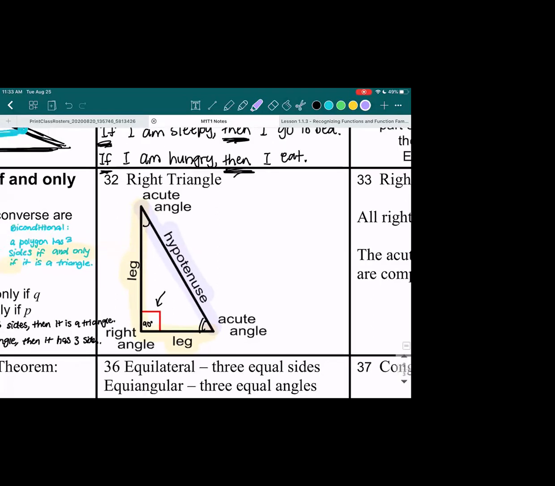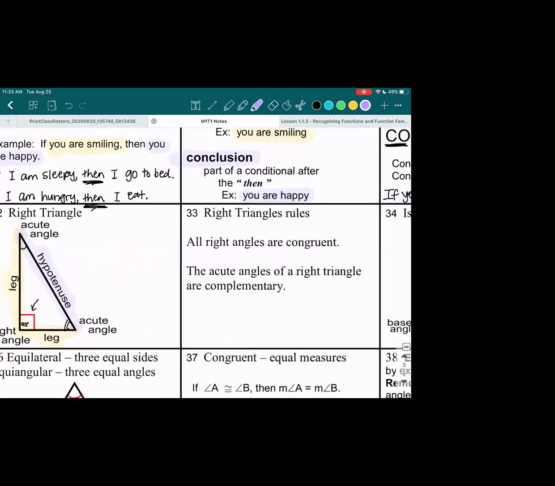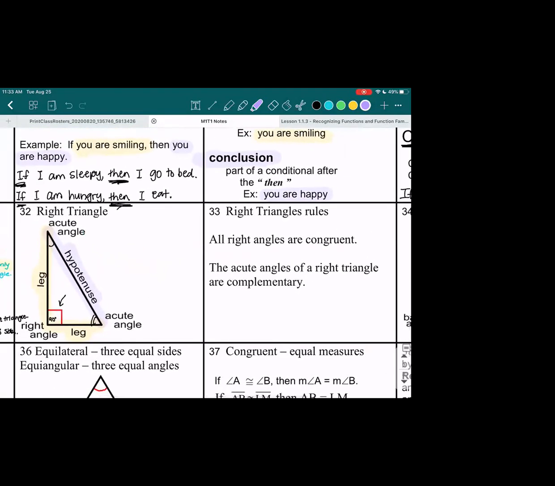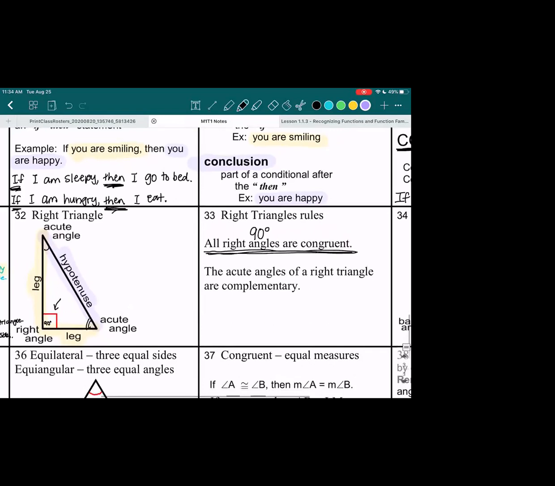Okay, let's go on to right triangle rules. I'm going to zoom out like that so you can look at it. For a right triangle, all right angles are congruent. That's just about right angles in general, because all right angles are 90 degrees. So if they're all 90 degrees, then they're all equal, so they're all congruent. That's why all right angles are congruent.